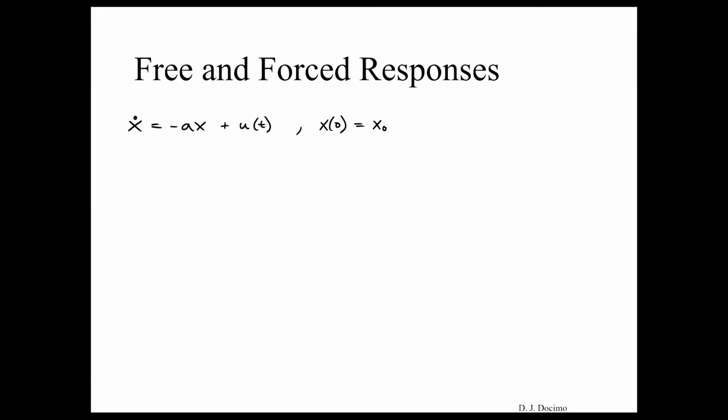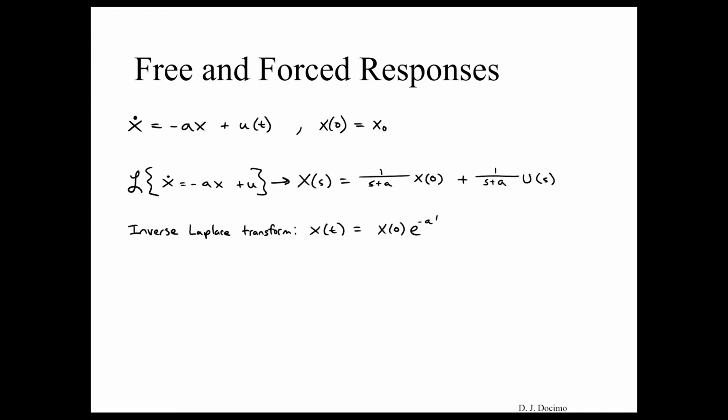So let's look at free and forced responses for this first order linear system. X dot is equal to negative ax plus u with some initial condition for x. If we do a Laplace transform for this, we can find the Laplace solution by doing an inverse Laplace transform. This is a similar system that we've gone through a few different times. We can see that we have two different pieces here. We have our x0 times our exponential, and then we have our other term here that we can't do an inverse Laplace transform for yet because we don't know what u of s is yet.